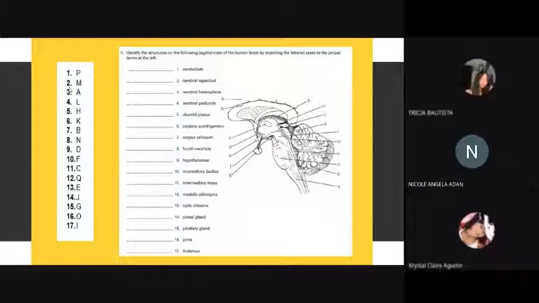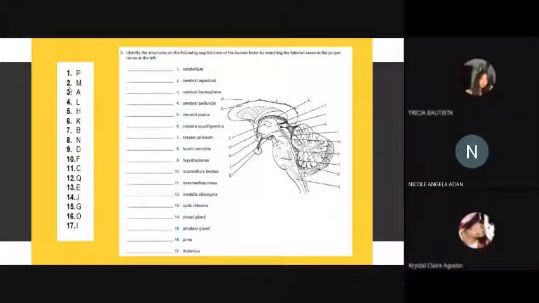Cerebral hemisphere is for location A. Cerebral peduncle is for location L. Choroid plexus is for location H. Corpora quadrigemina is for location K. Corpus callosum is for location B. Fourth ventricle is for location N. Hypothalamus is for location D. Mammillary bodies is for location F.